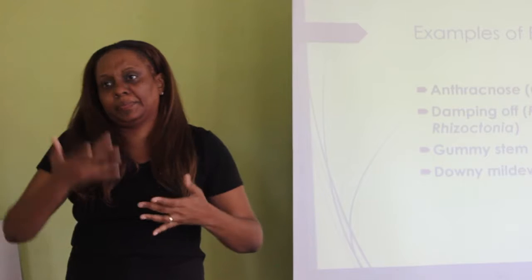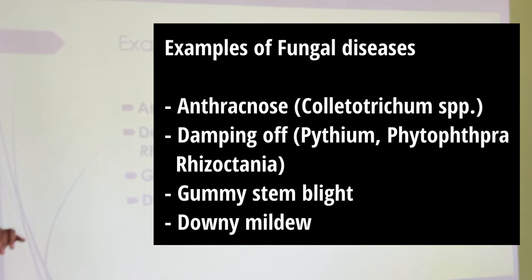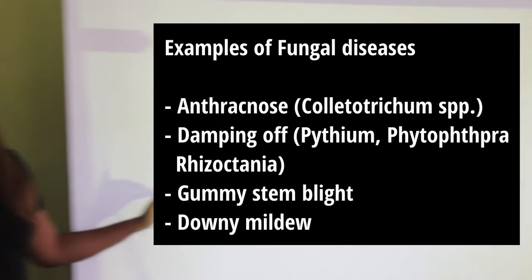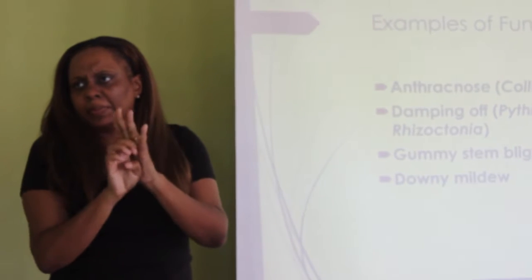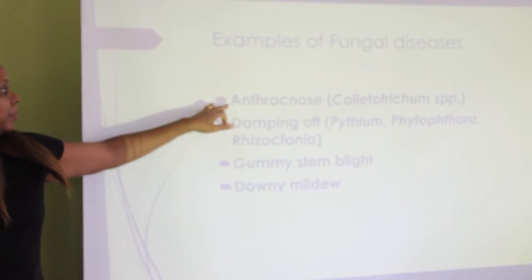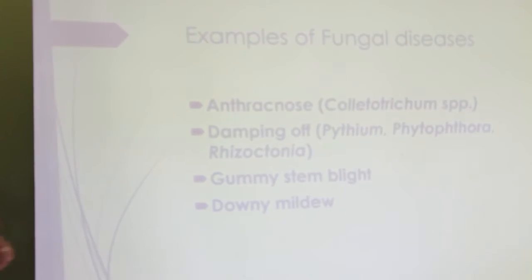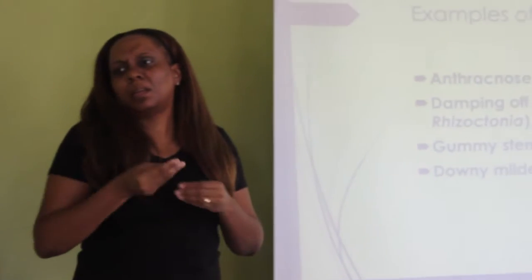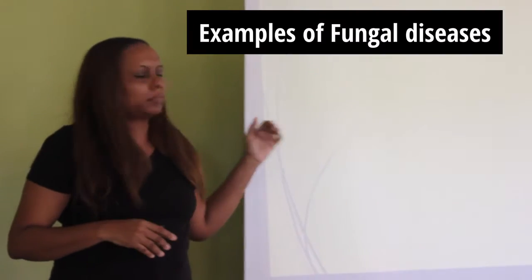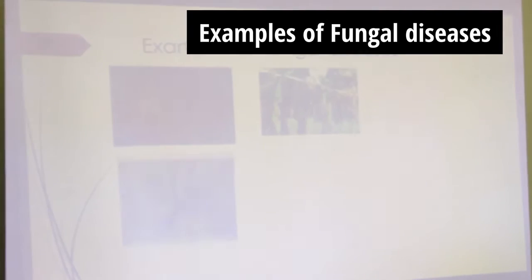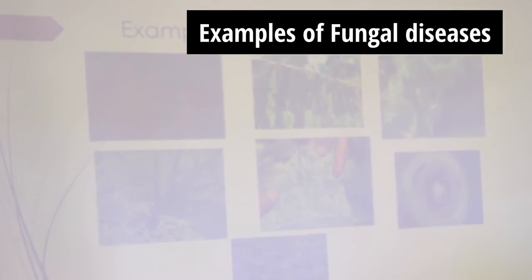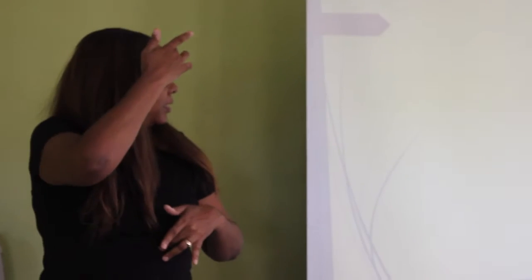Examples of fungal diseases, and we are going to just deal with a few that we may come across in our daily living: anthracnose, damping off, gummy stem blight, and downy mildew. And I've chosen these because these are very prevalent diseases that we will come across as we do our farming. Go back. The anthracnose.